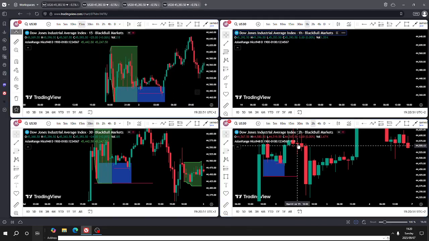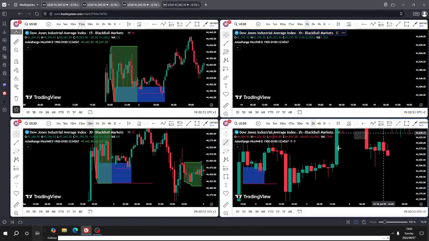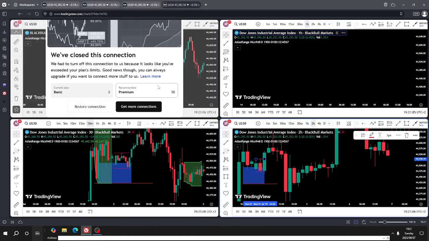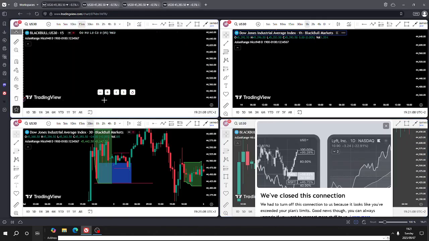And then, what does this mean? This means that we will be targeting the high right over here, right? Why? Because we had the sweep of the low of this candlestick. What does that mean? That means there is a high chance that we can target the high.